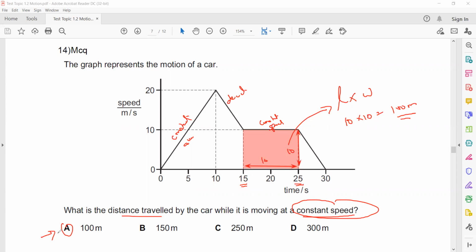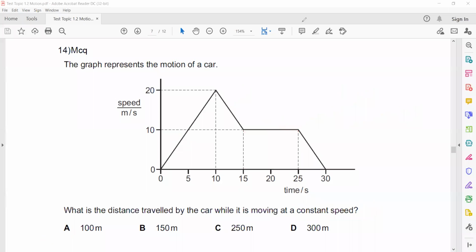For example, if they ask to calculate the distance traveled when it is accelerating, like the same question but with a constant acceleration instead of constant speed, in that case we'll only take the acceleration part. So we'll take only this region. What shape will it make? It will make a triangle, and we'll use the area of the triangle.